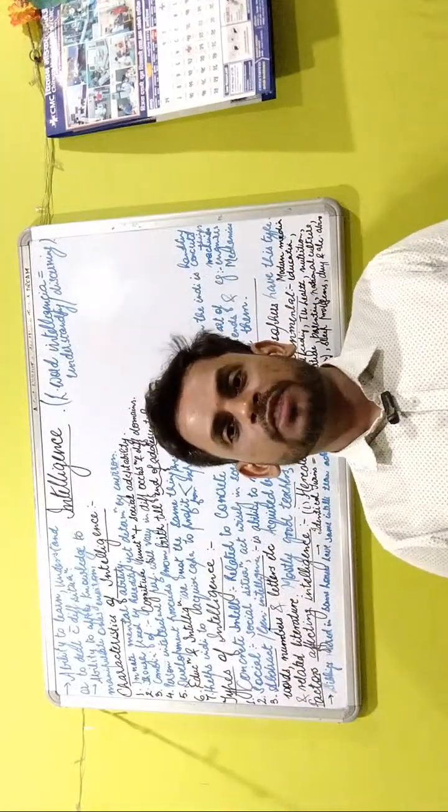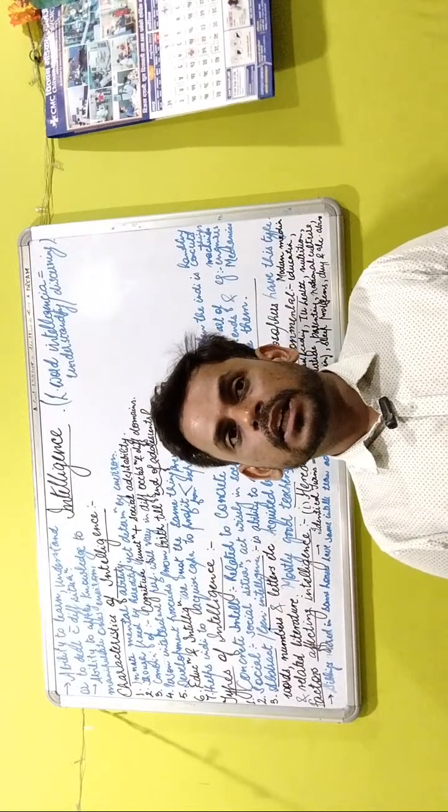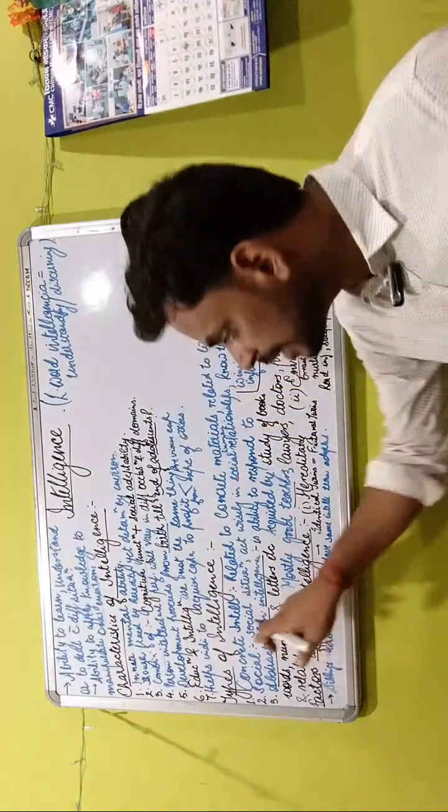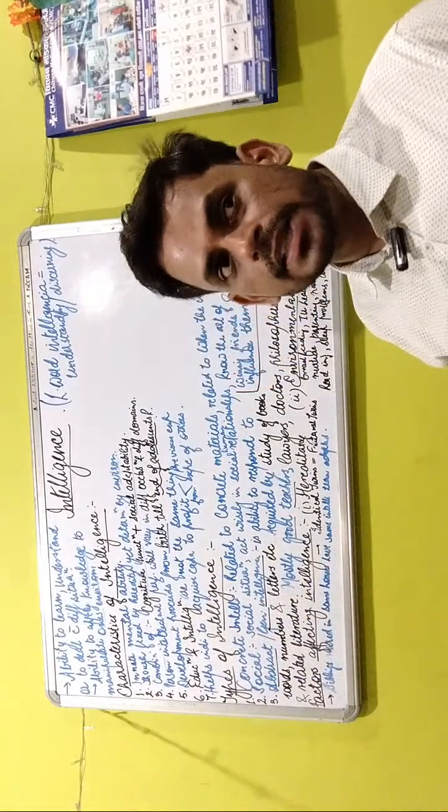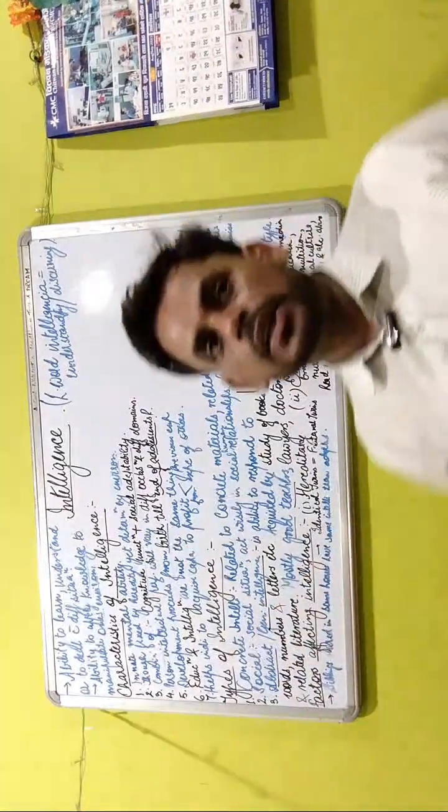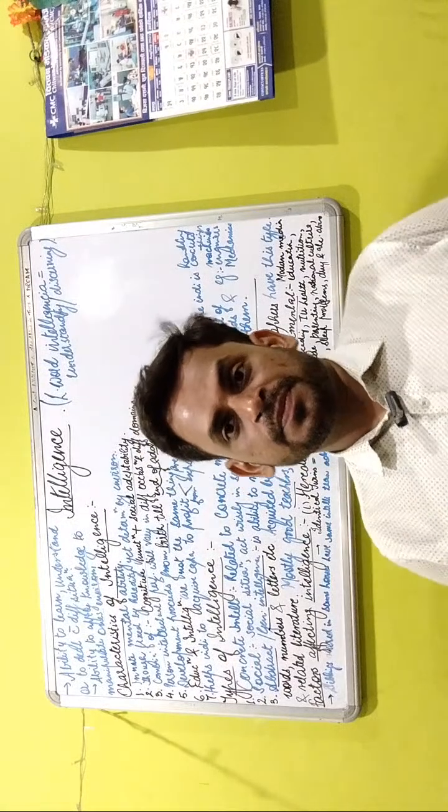Now, when we look at the types of intelligence, actually there are three types of intelligence. Firstly, it is the concrete intelligence. The next is the social intelligence. And last, it is the abstract or the general intelligence.